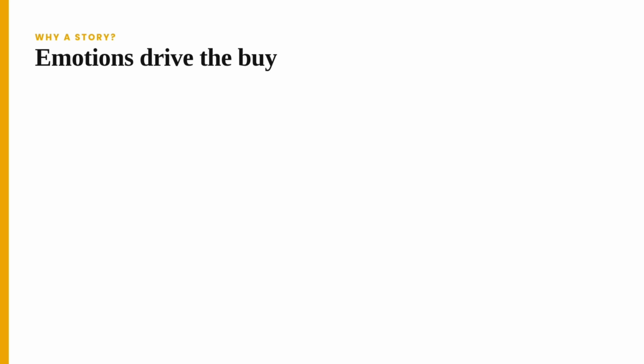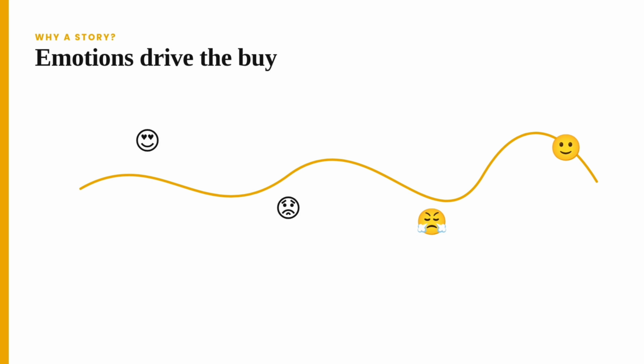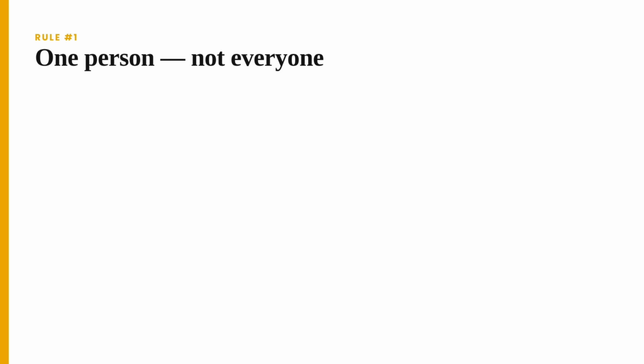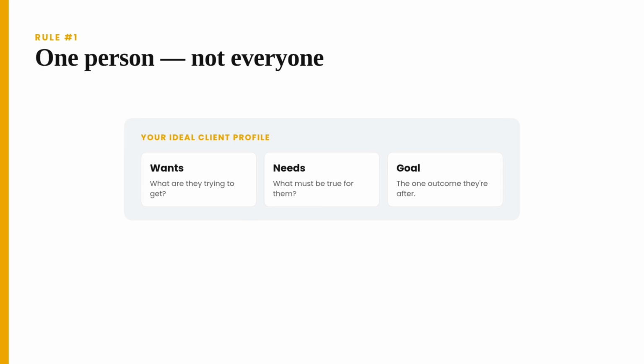Now I said a story because stories have ups and downs. There are emotions involved. Sometimes people feel good, sometimes they feel bad, and we need to consider those emotions because emotions are what drive purchases. Also, I mentioned one specific person because it's not about all your customers. It's about the journey of one specific person or ideal client profile. And we need to define the ideal client profile first before we enter the journey map itself.